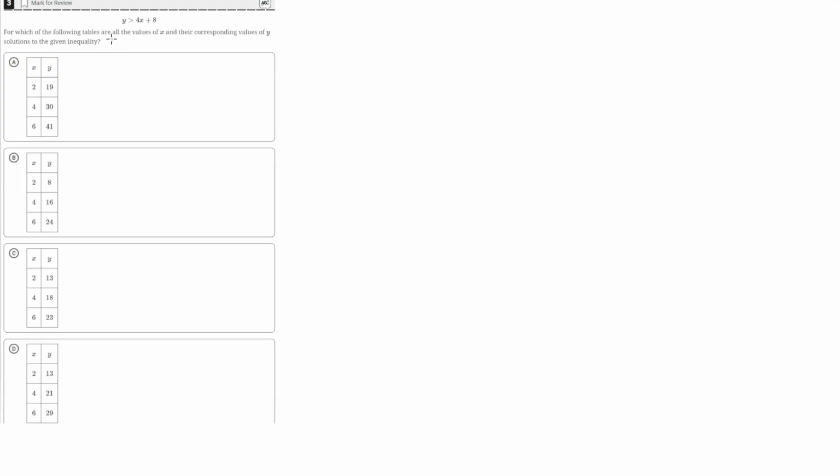For which of the following tables are all the values of x and their corresponding values of y solutions to the given inequality? So we're given these four tables with values of x and corresponding values of y. We need to see which one of these have x and y values that are solutions to this inequality. And we know they're solutions when we plug in the x and y values and the inequality is true, meaning the quantity on the left-hand side will be greater than the quantity on the right side.